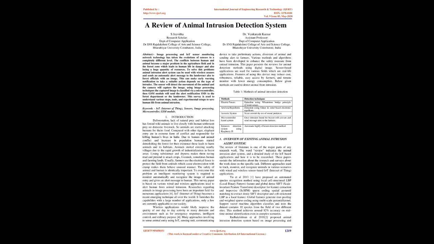I. Introduction. Deforestation, lack of natural prey, and habitat loss have forced wild animals to live closely with human settlements and prey on domestic livestock. So animals started attacking humans for their food. Compared with other animals, tiger and elephant entry are the most extreme forms of conflict and are responsible for killing human lives in India. Due to human and animal conflict and the increase in population, humans started demolishing the forest for their existence. This leads to harm to animals and their habitats.